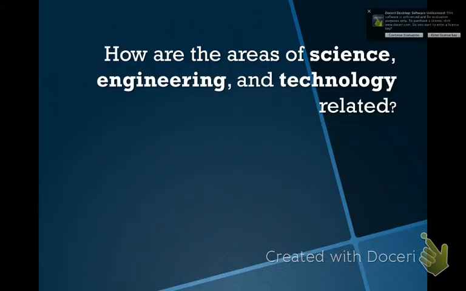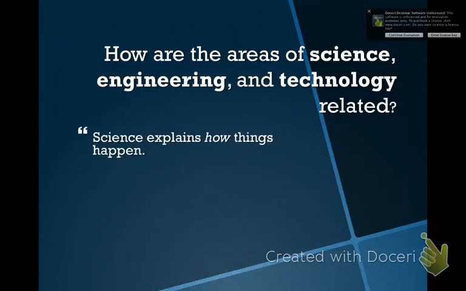Okay, how are these things related? Science, engineering, and technology. Well, they're so close together, so that's why we kind of have to understand all of them. Science tells us how things happen. A tree grows from the ground, and science tells us that we need water and sun to have the tree grow up and be real big.